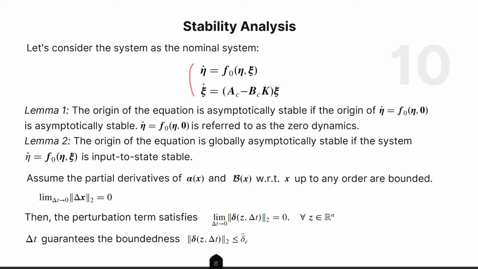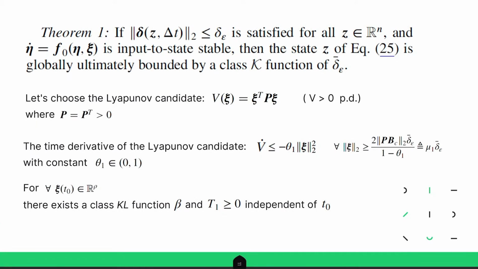which means that the norm values of this perturbation term become negligible for sufficiently high sampling frequencies. Also, this bound can be further diminished by increasing the sampling frequencies. In our next page, we have one theorem.